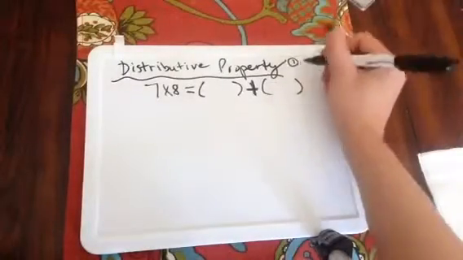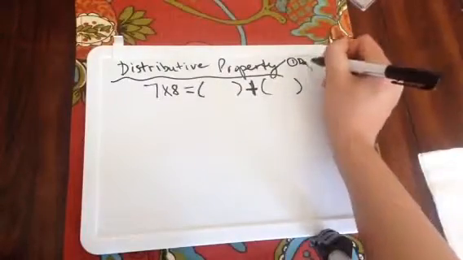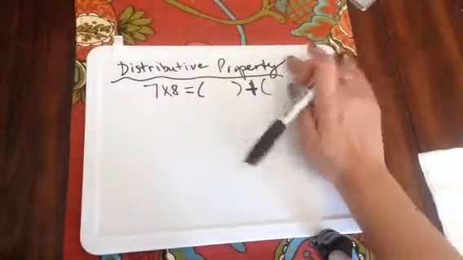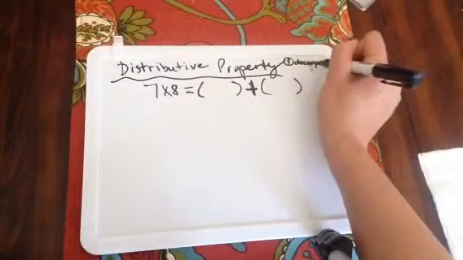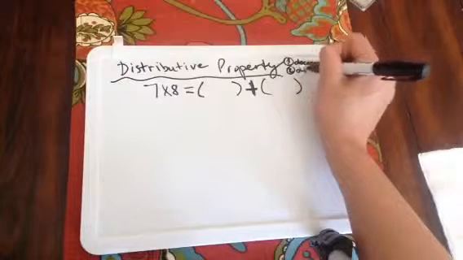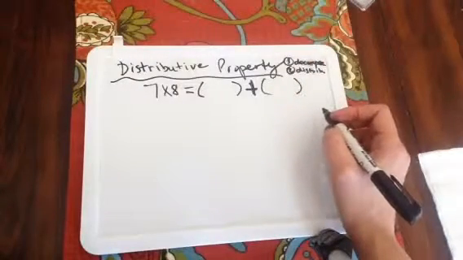The first step is to decompose one of the facts or factors of this equation. So step one is to decompose. And then step two is to distribute. Okay, so we're going to talk about how to do that in a moment.